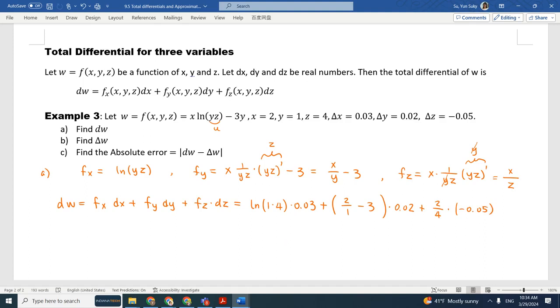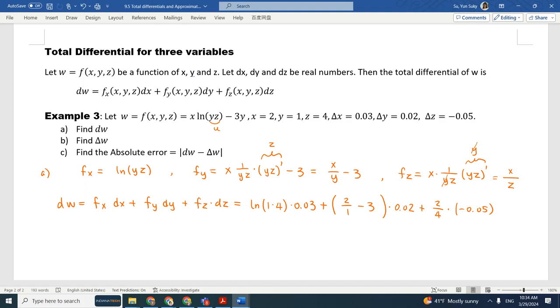Yes. By the way, a change of x is dx. Change of y is dy. Change of z in this case is dz. But the dw and the change of w are different. Okay, everybody? Put this in your calculator.